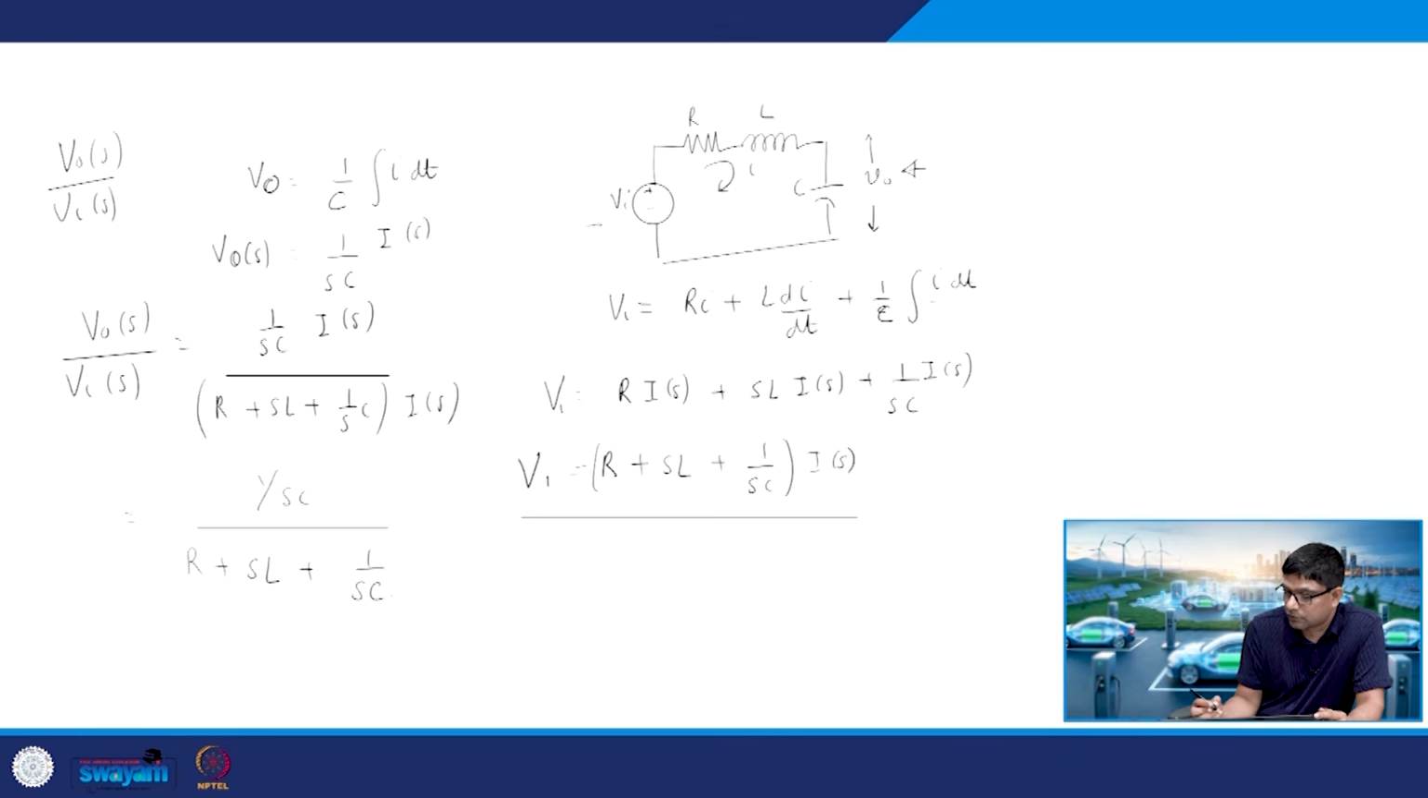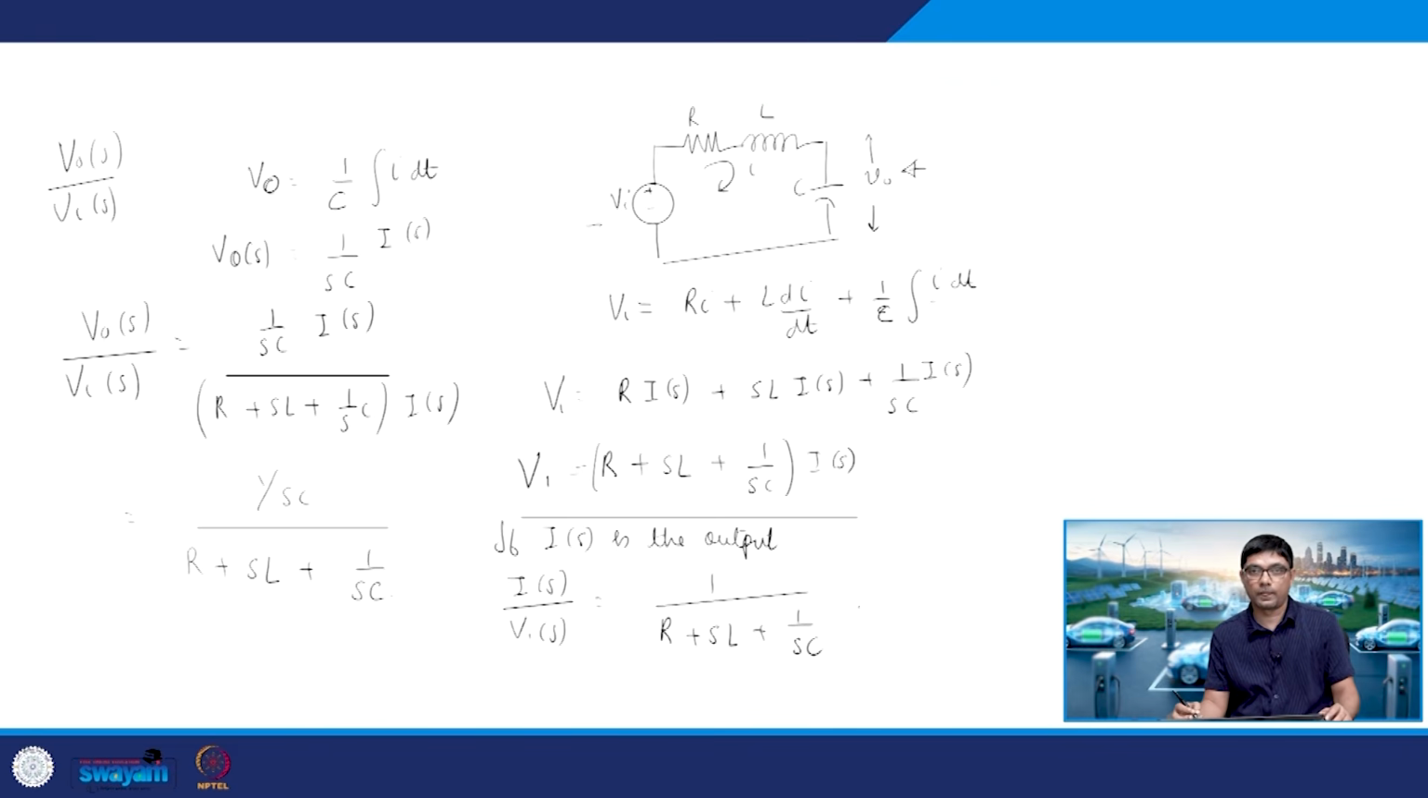I can also, nothing stops me from choosing current as the output. If I of S is the output, then the transfer function from Vi of S to I of S is 1 over R plus SL plus 1 over SC. A simple illustration of how we derive transfer functions starting from differential equations.